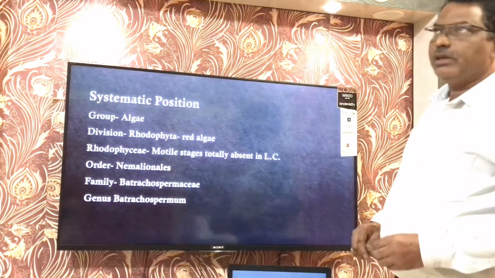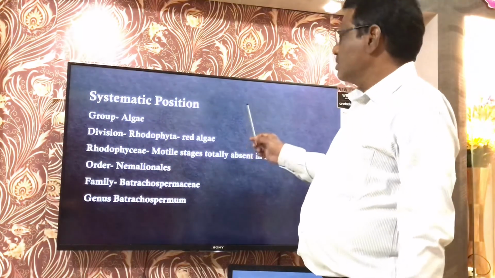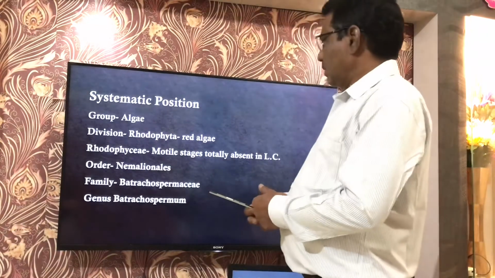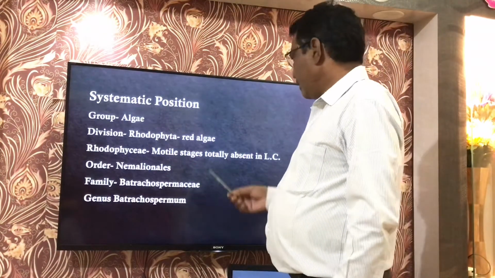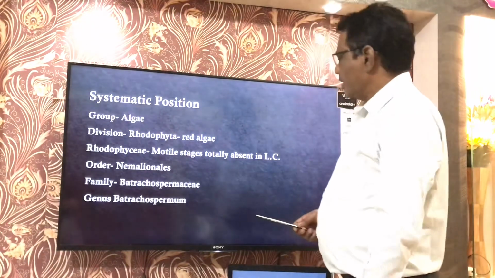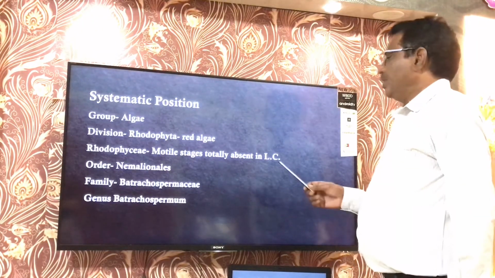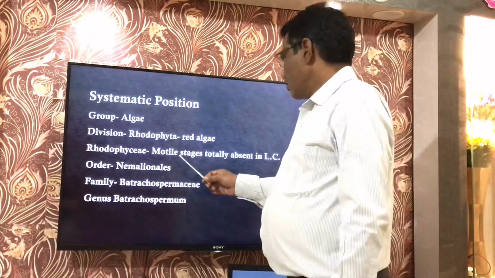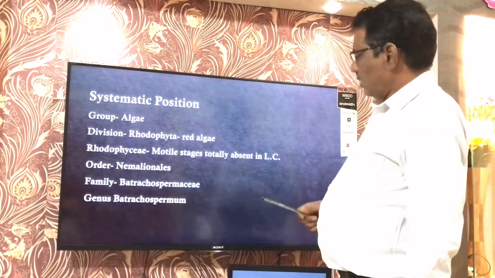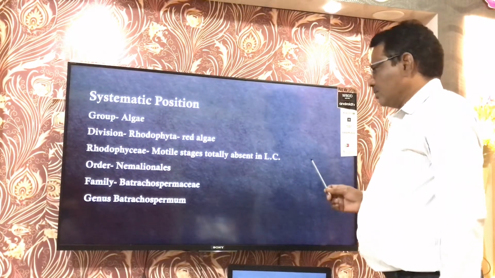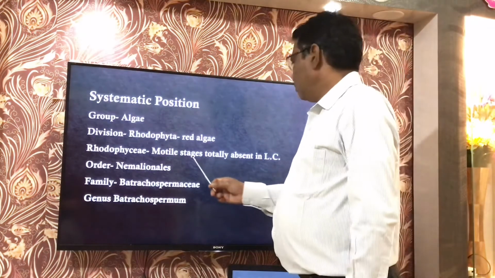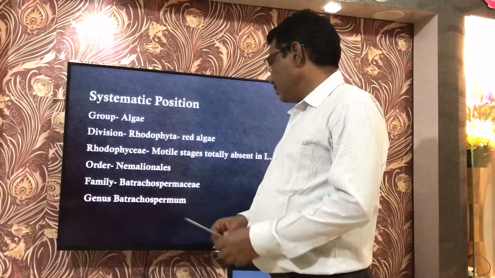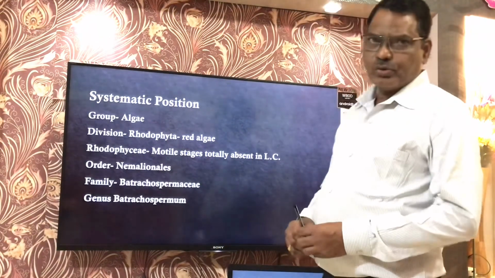Then the last point is the systematic position. This belongs to the group algae because they are autotrophic thalloid plants. Division Rhodophyta, red algae, due to characteristic chlorophyll a, d, and predominance of R-phycocyanin and R-phycoerythrin. Then class Rhodophyceae, in which all plants are without motile stages in the life cycle. Order Nemalionales, family Batrachospermaceae, and genus Batrachospermum. Thank you.